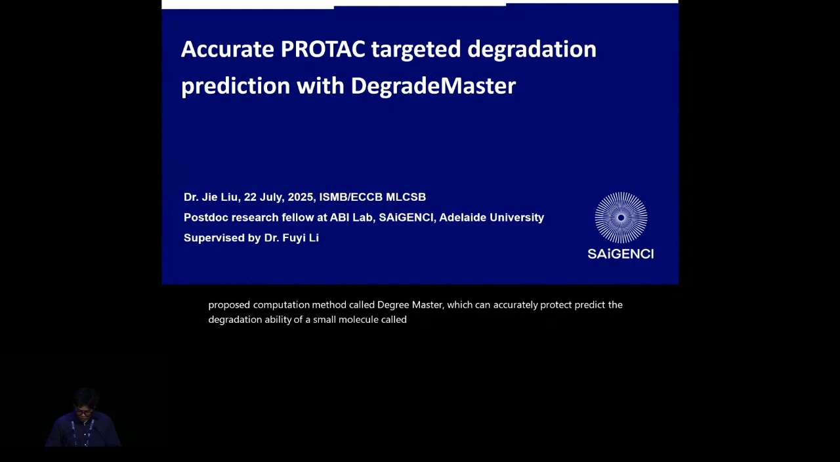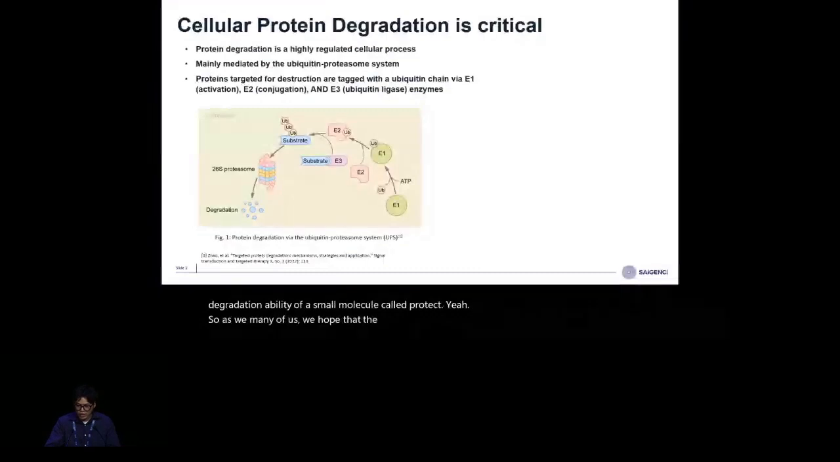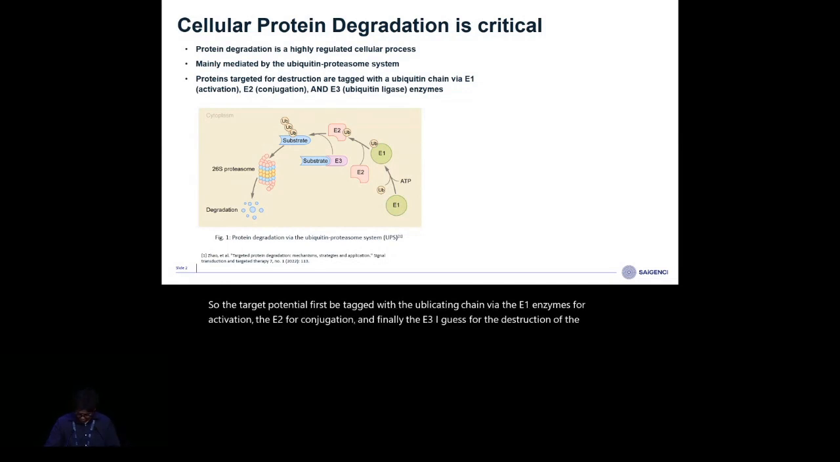Yeah. So as many of us are aware, protein degradation is a very highly regulated cellular process, and it's mediated by the ubiquitin proteasome system. So the target proteins will first be tagged with the ubiquitin chain via the E1 enzymes for activation, the E2 for conjugation, and finally the E3 ligase for the destruction of the target proteins.